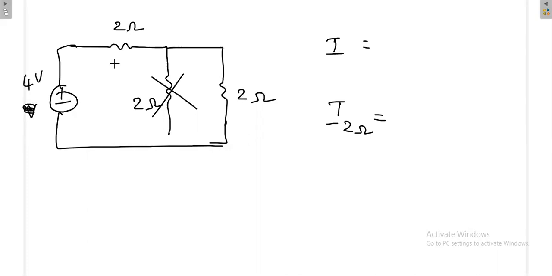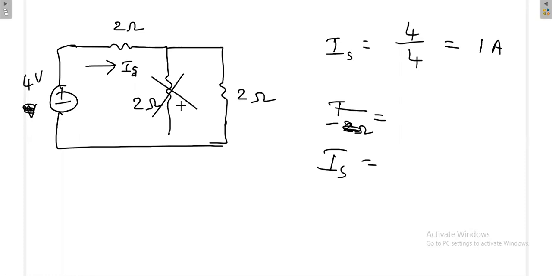But I need the source current here. In which case will the source current be I? When you have this resistance or when you do not have this resistance? That is my question. Okay, we will see. The source current without the 2 ohm is 4 divided by 4, that is 1 ampere. But the source current with the inclusion of this 2 ohm is 4 by 3, that is like 1.3 ampere.